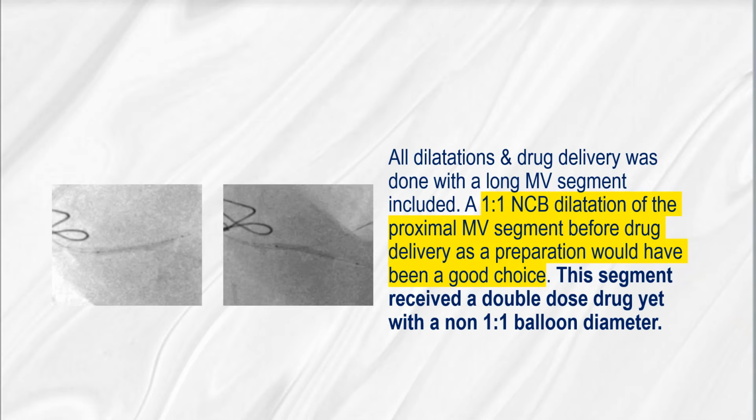All dilatations and drug delivery was done with a long main vessel segment included. A 1:1 non-compliant dilatation of the proximal main vessel segment before drug delivery as a preparation would have been a good choice. This segment received a double dose drug, yet with a non-1:1 balloon diameter.